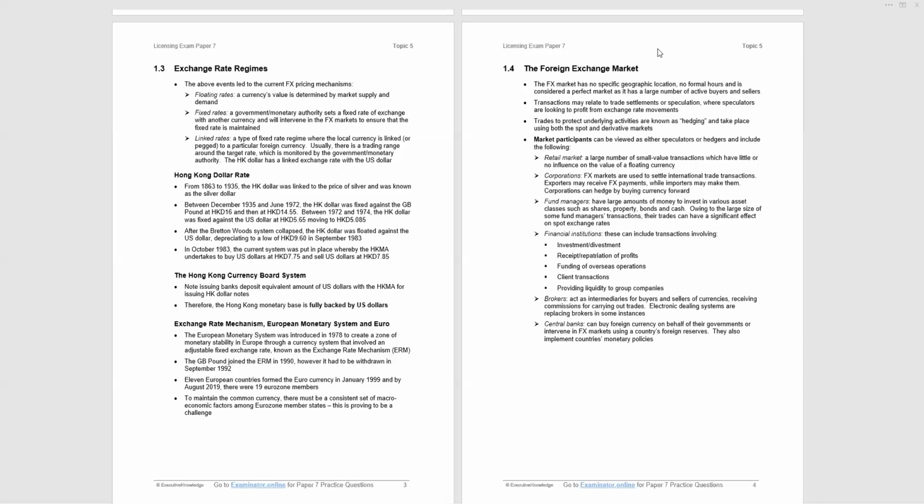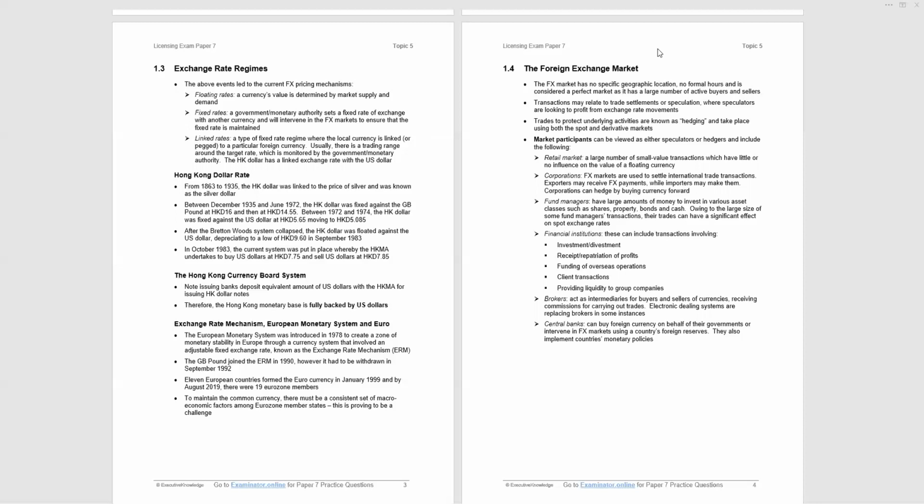I've never seen this examined, all the different rates over the years until it's settled. The last bullet point there tells us that in October 1983, the current system was put in place whereby the Hong Kong Monetary Authority undertakes to buy US dollars at $7.75 and sell US dollars at $7.85. So the rough link is 7.8.